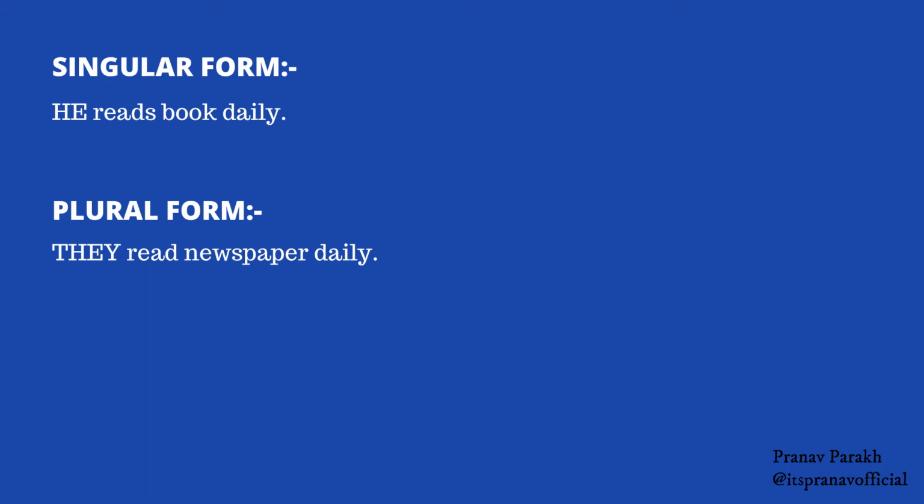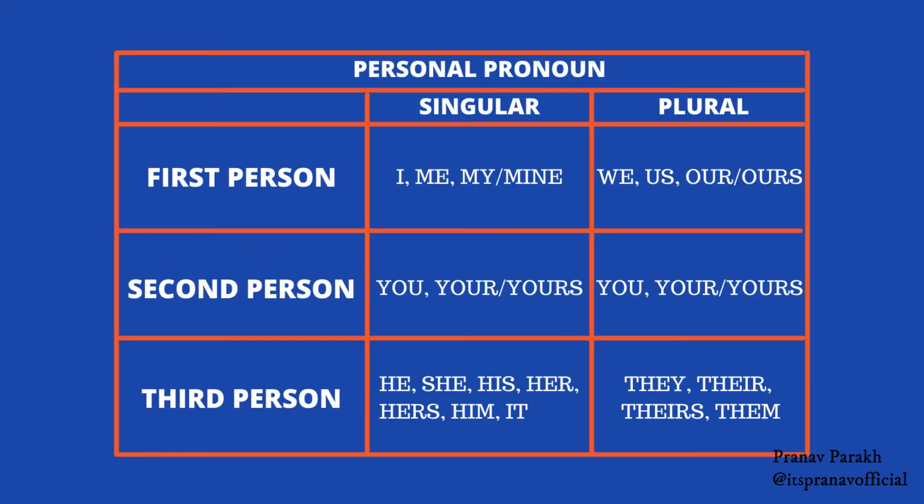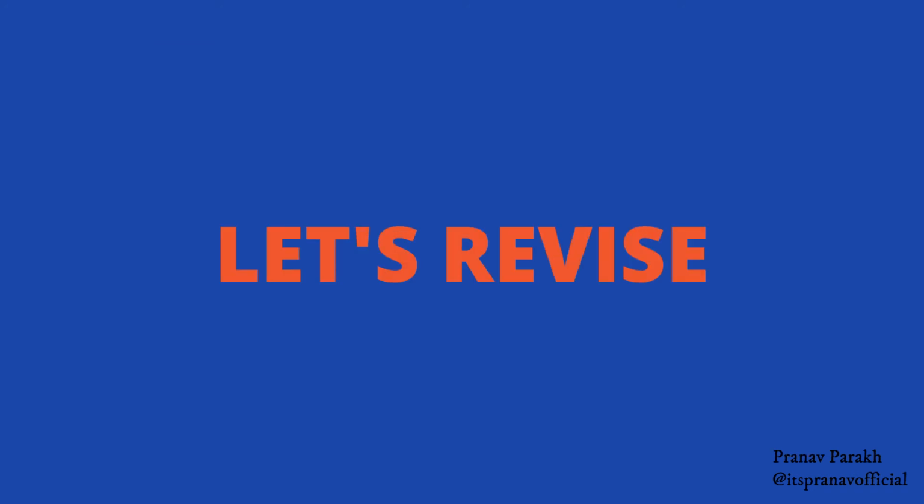So let's take a look at the chart which we have covered, where we covered personal pronoun and its two forms, singular, plural, and point of view. So I, me, mine, we, us, our, ours. Second person: you, your, yours. It's the same thing as discussed already. Third person being he, she, his, her, hers, him, it, they, their, theirs, them. So this is what we covered so far, and now let's revise what we have learned today.